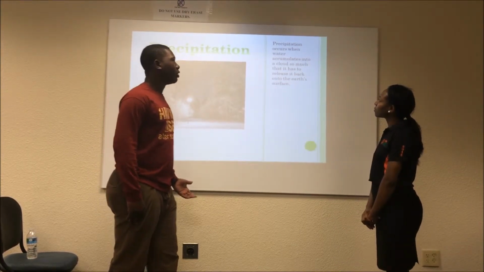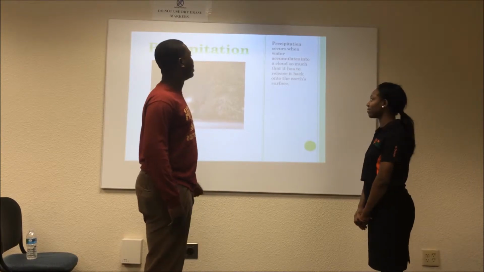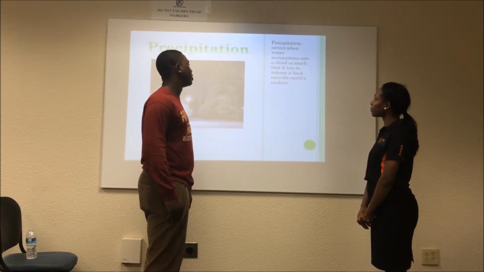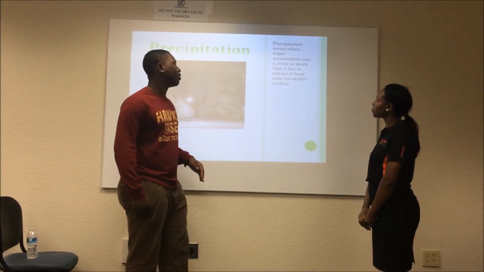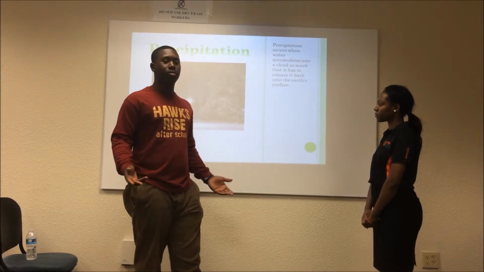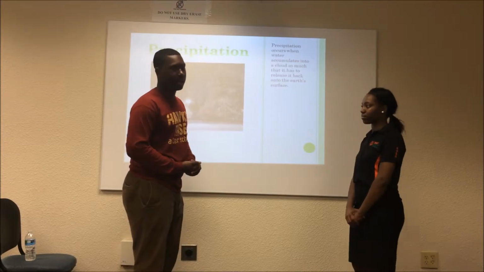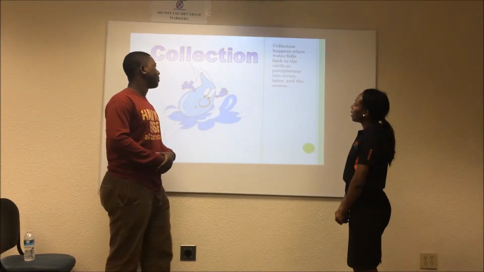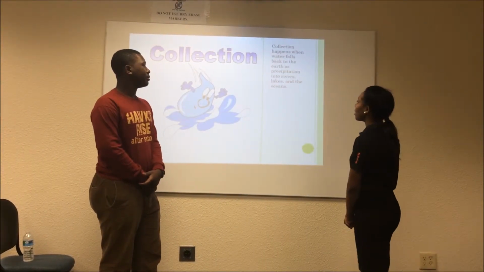Precipitation. We all know what precipitation is. Precipitation occurs when water accumulates into a cloud so much that it has to release it back onto the Earth's surface. This is rain. Rain, sleet, or snow. Any form of that. We're all used to that. Next.